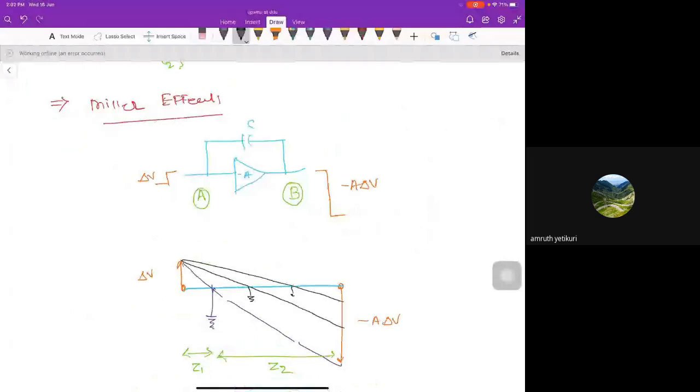So what is the Miller effect? One thing to note: we are generally saying Miller theorem, but Miller is not a theorem. Miller is an effect, and based on that we have derived the theorem. Miller is an effect that David Miller derived. You will find that paper also.